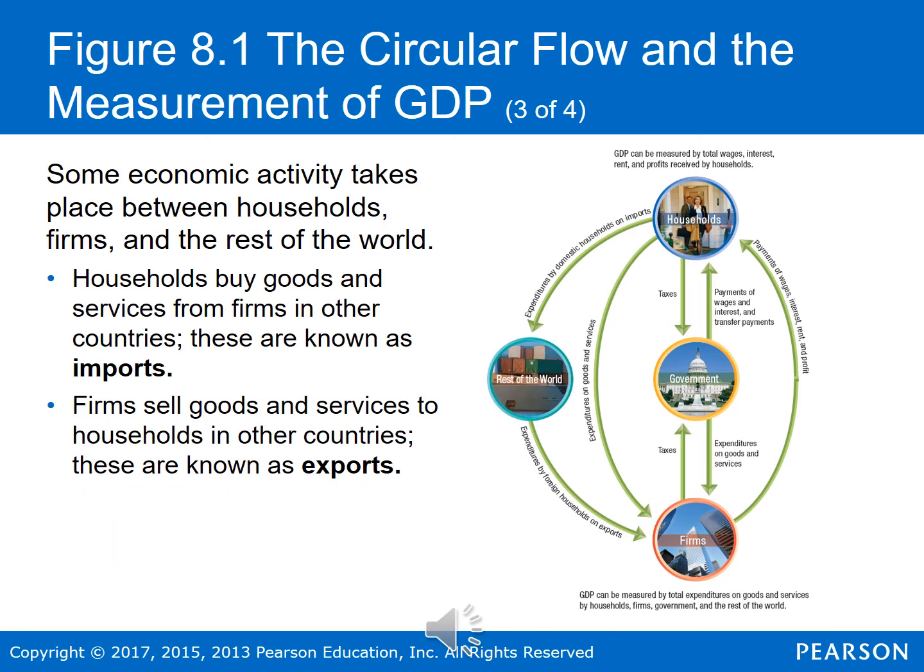Now, not all economic activity just takes place within people and firms in the United States. Some of it takes place with the rest of the world. So households buy goods and services from firms in other countries. These are known as imports. These are goods that are made in other countries and then brought in and sold in the United States. Firms also sell goods and services to households in other countries. These are known as exports.